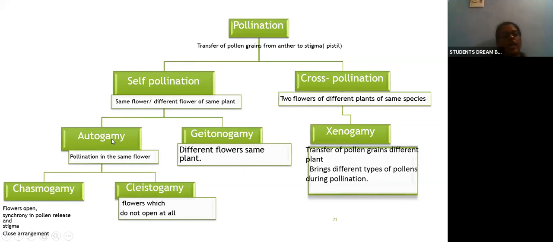So autogamy can be further divided into chasmogamy and cleistogamy. Clear? So chasmogamy means the flowers will open, and there will be synchrony in the pollen release and stigma.